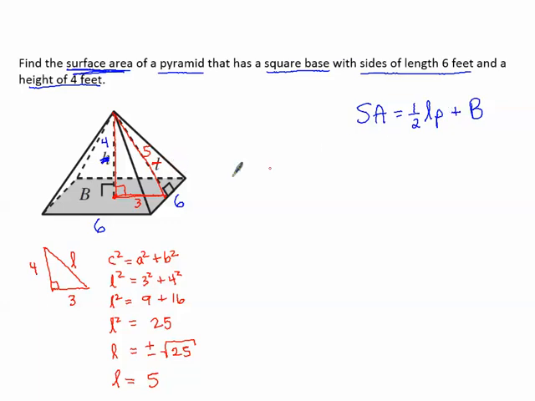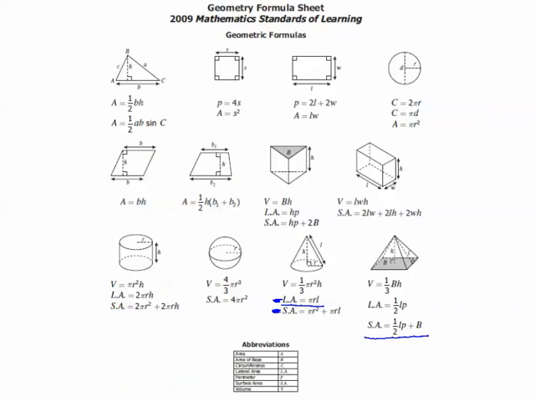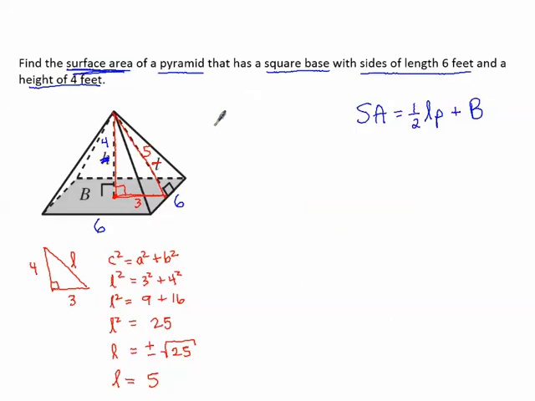We also need the P, the perimeter of the base. Now the base is a square, so again we can go back to our formula sheet if we're not sure how to find it, and recall that for a square, the perimeter is 4 times S. What's S? The length of the side. So back to our problem, let's write down that P equals 4S. And because this is the length of the side, that's the S, 6. So P equals 4 times 6. So P is 24.